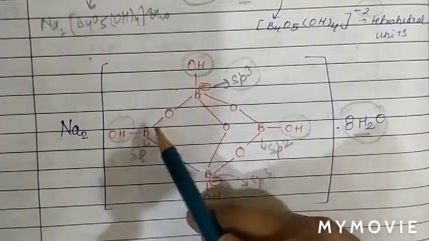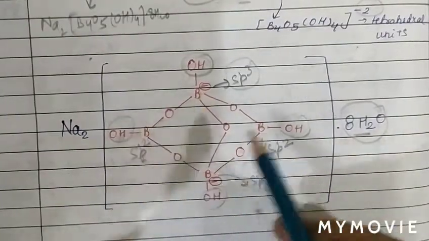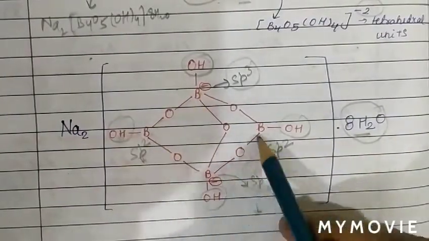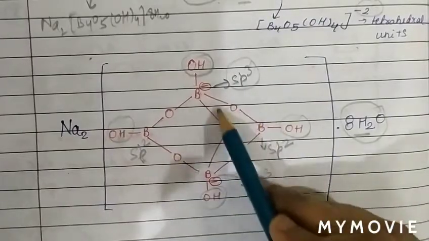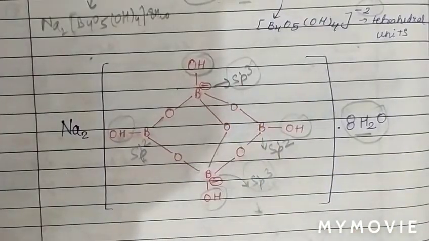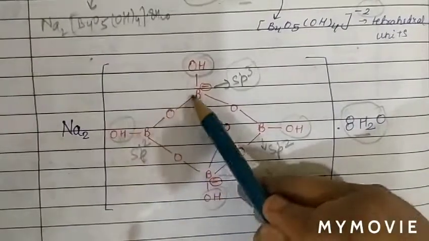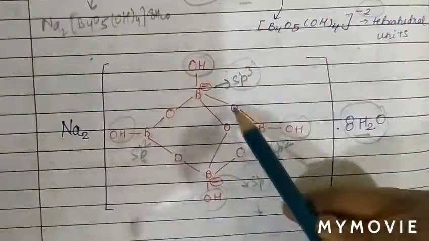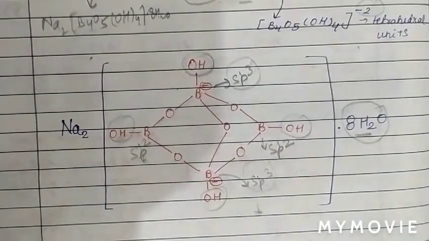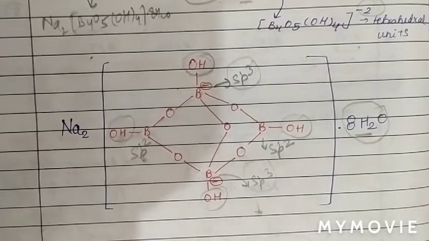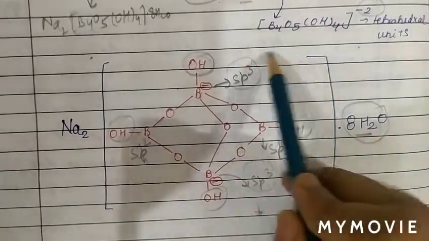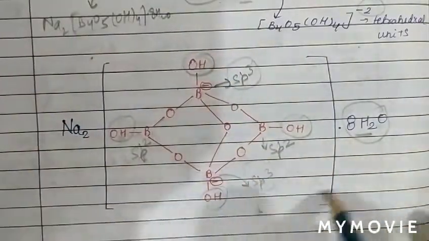And how many B-O-B linkages are there? 1 B-O-B linkage, 2, 3, 4, and 5. Boron oxygen boron bond. So there are 5 boron-oxygen-boron linkages present. So this is the complete description of the structure of borax.